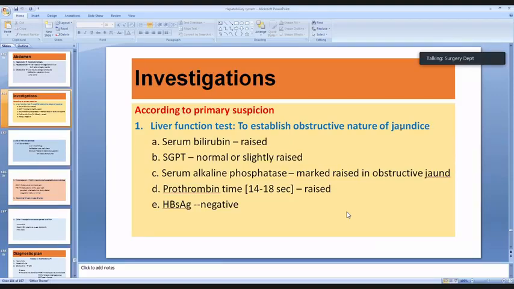If we think of obstructive jaundice, we will see the bilirubin level is high, alkaline phosphatase is more than 2.5 times, more than 100. SGOT, SGPT is usually towards normal, and even if a little raised, it is not more than 2.5 times. Prothrombin time will be prolonged. So, then it goes in favor of obstructive jaundice.